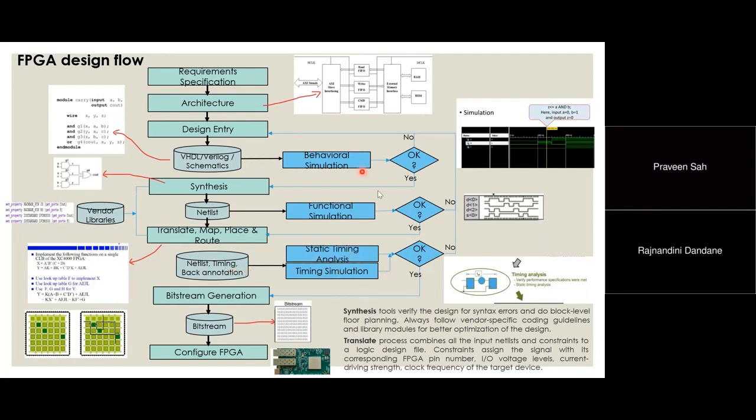After everything is verified, you compile and go to the next step where you generate the bitstream. Bitstream is what I told you: what is inside the FPGA is nothing but ones and zeros. Once you have these ones and zeros, whatever target hardware you have, you can configure it using any programming method, JTAG or USB. So this is the complete FPGA design flow.